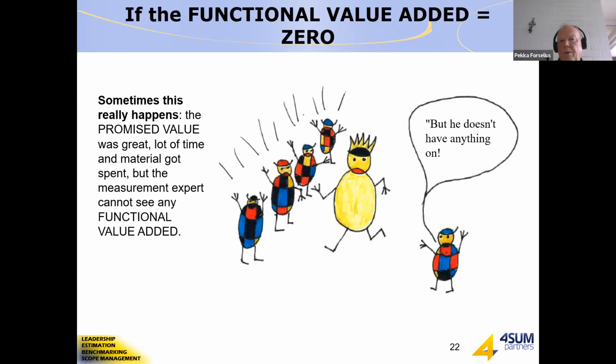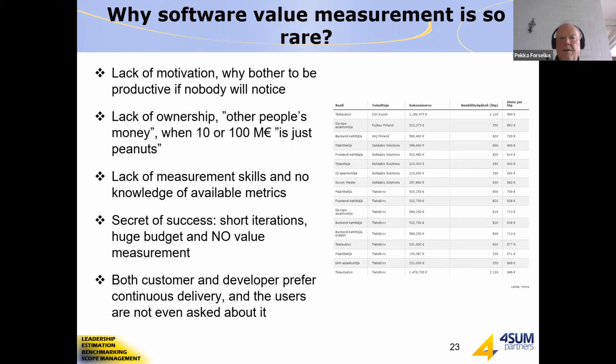About the functional value added, if it's 0, it's very hard to say the other value. It's like the new clothes of the emperor, that someone sees it, but there is no functional value. So how could it be otherwise very good?